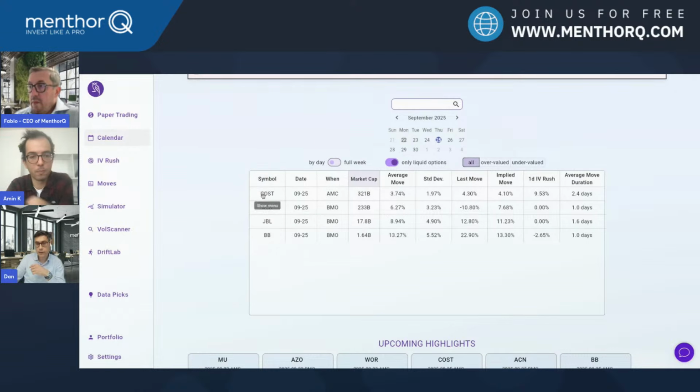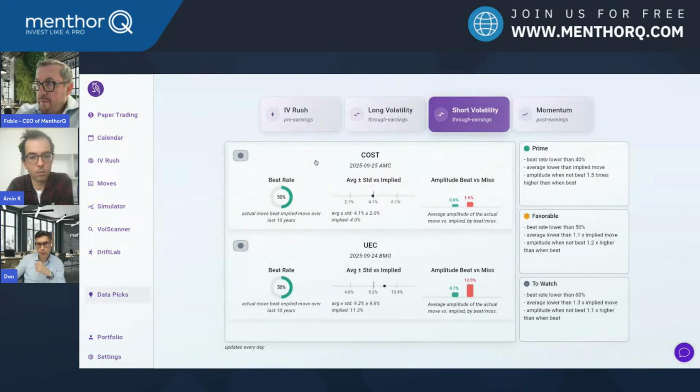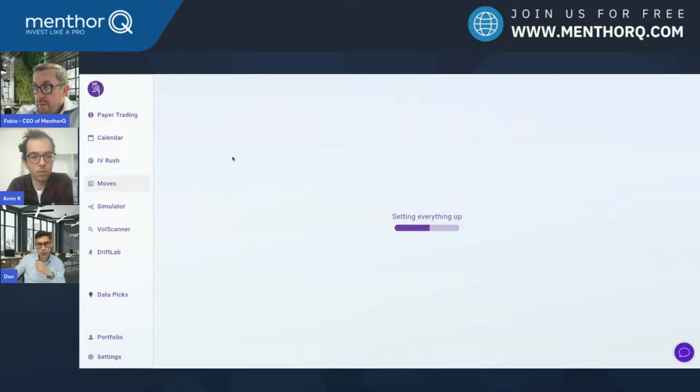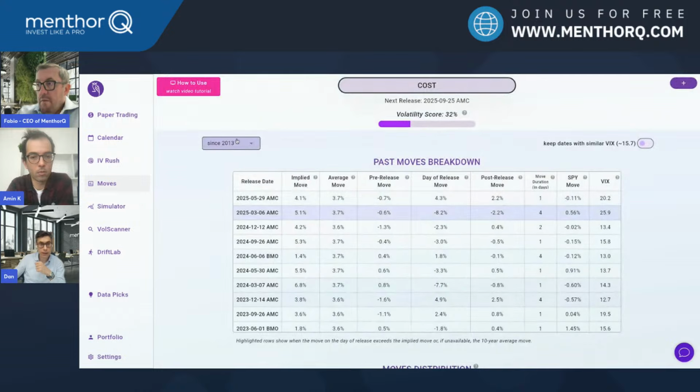So if we take Costco here, this is from 10 years. I said I normally look at the 2 years, but we had the average move of 3.74 and the implied move now is 4.10. So if we go back here, we see that Costco is a good candidate, and I want to show you here how I will start digging.